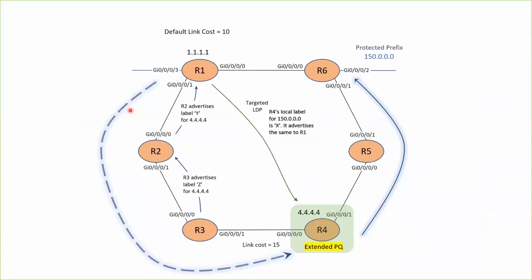R4 does not know if I'm extended P or not. R4 does not know. Nobody else knows. Just that once R1 decides R4 is my extended PQ, R4 has to be ready to accept the targeted LDP session coming in from R1. For that, I need to have the discovery targeted hello accept config. Otherwise, R4 will not accept. That's only. But again, as I said, you will enable this everywhere because you want to protect all links, all prefixes. But for this session, R1 alone. R1 alone is doing the P, Q, RLFA, LFA, everything. Nobody else is even aware.